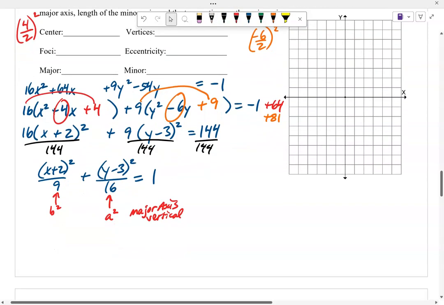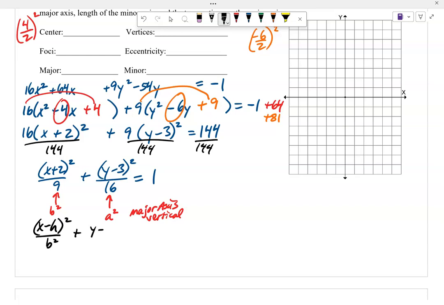Okay, let me write, so I'm thinking x minus h squared over b squared plus y minus k squared over a squared equals 1. So the center of this, the h, k, the h will be negative 2, the k will be positive 3. Negative 2 comma 3. That's my center. So I'm going to go ahead and put that on my graph, negative 2, 3. There's my center of this thing. My a squared is 16, so note, if a squared is 16, my a's got to be 4. If b squared is 9, then my b's got to be 3.